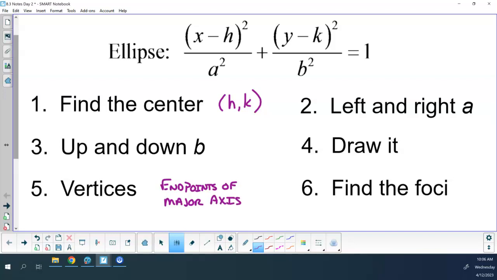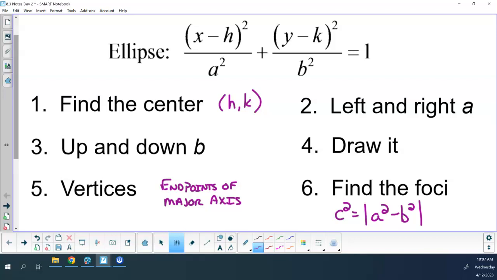And then last, we find the foci. How do I find the foci? That's the c squared one. Yep, give it to me. And c is the distance to the foci from the center.